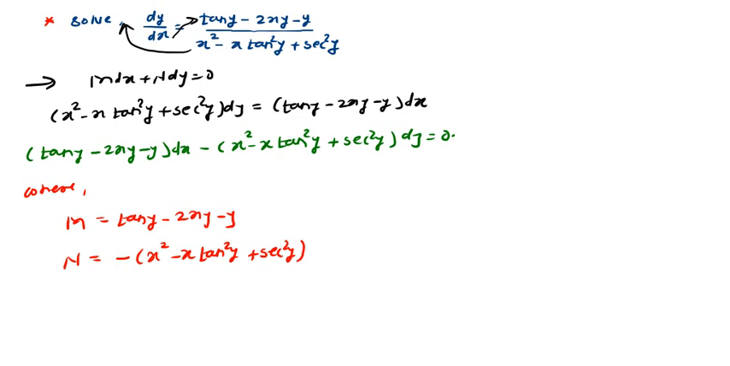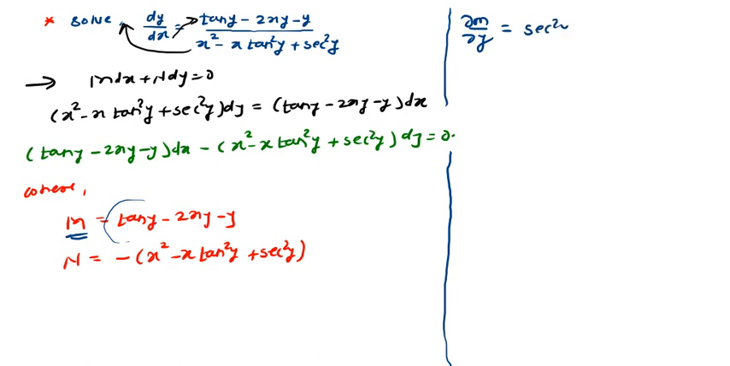Now to check the exactness of the differential equation, we find the value for ∂M/∂y and ∂N/∂x. Firstly we will find ∂M/∂y, means differentiate this M with respect to y. So derivative of tan y with respect to y will be sec square y, and derivative of minus 2xy with respect to y will be minus 2x, then derivative of minus y with respect to y will be minus 1.